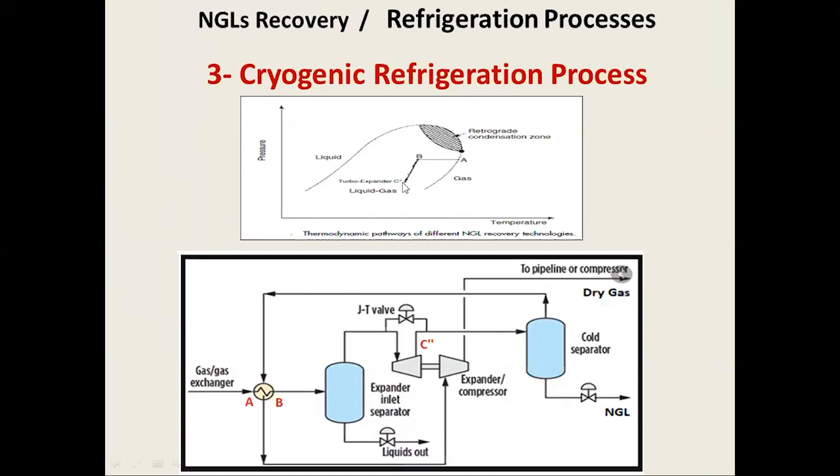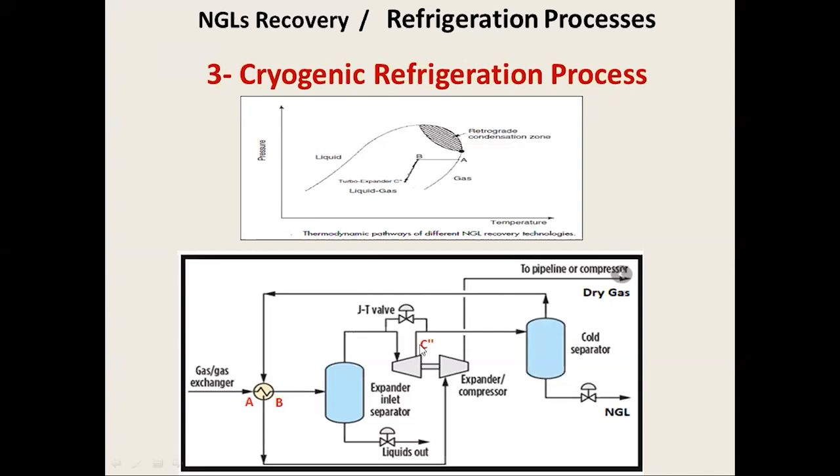Let us see the simplified flow diagram for this process. We have here point A, as the gas enters the gas-gas heat exchanger. Point B is here after leaving the gas-gas heat exchanger. It enters the turbo expander and leaves. When it leaves, it is point C2 dash. So on the diagram, point A is the entrance to the gas-gas heat exchanger, point B is here, and point C2 dash is here at the exit of the turbo expander.